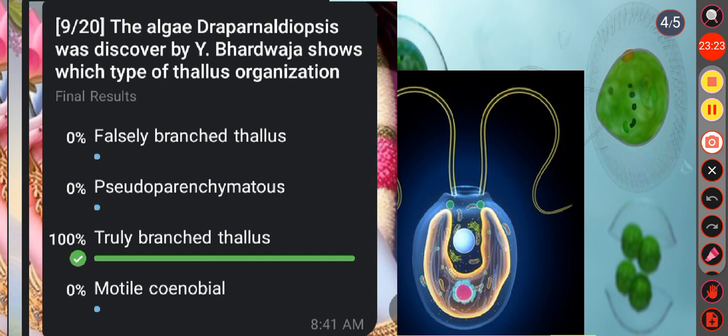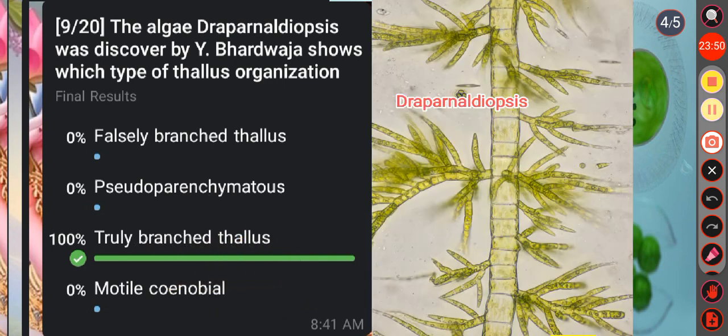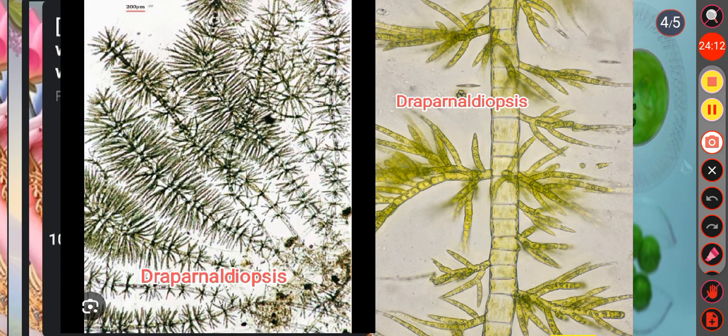Then next question: the alga Draparnaldiopsis, discovered by Y. Bharadwaj, shows which type of thallus organization? Option A, falsely branched thallus; option B, pseudoparenchymatous; option C, truly branched thallus; option D, motile coenobial. Here the correct answer is option C, that is truly branched thallus. Remember, Bharadwaj was a famous algologist and he discovered the species Draparnaldiopsis indica. It is a genus of green algae and it shows a truly branched form of thallus.